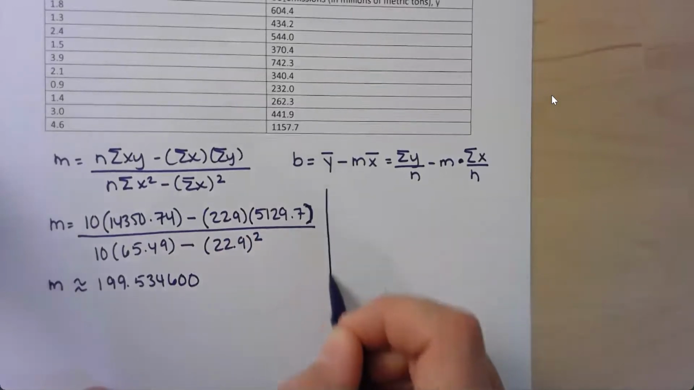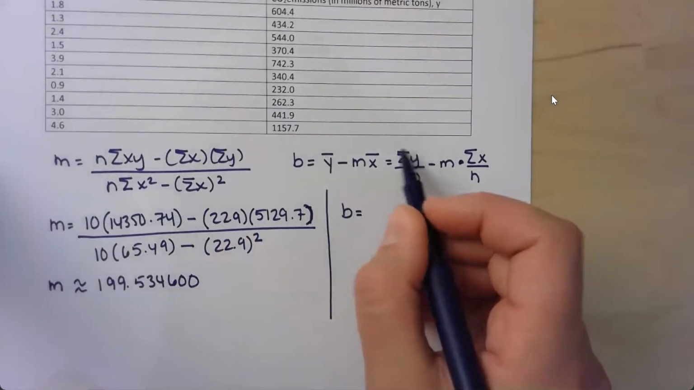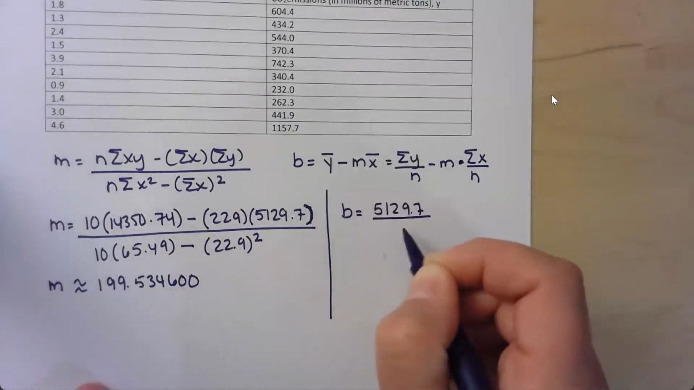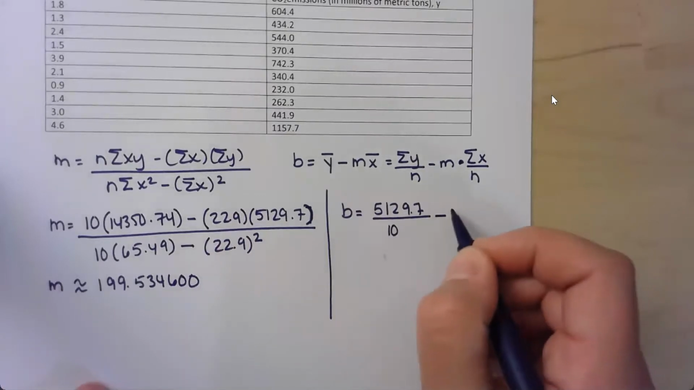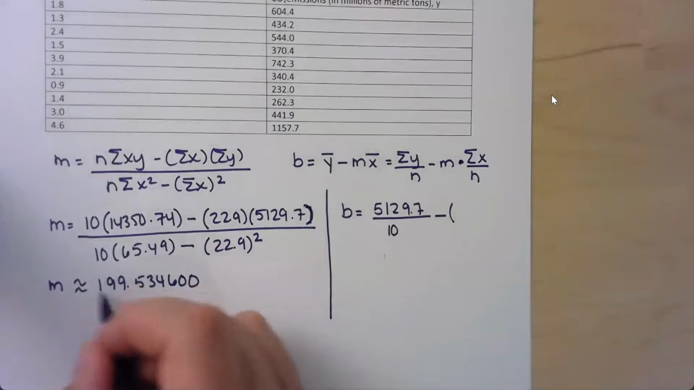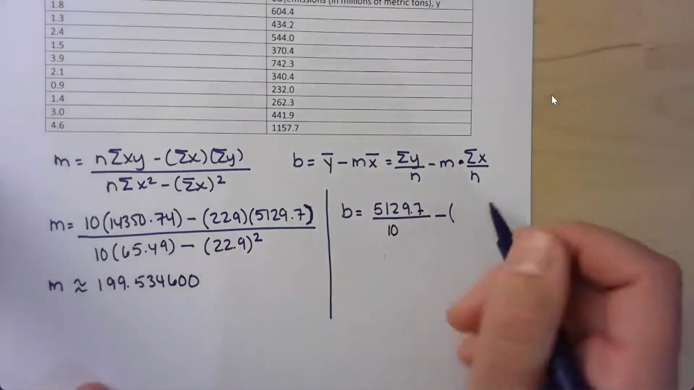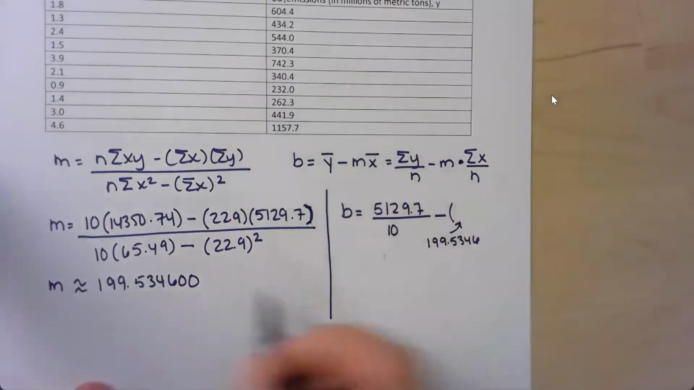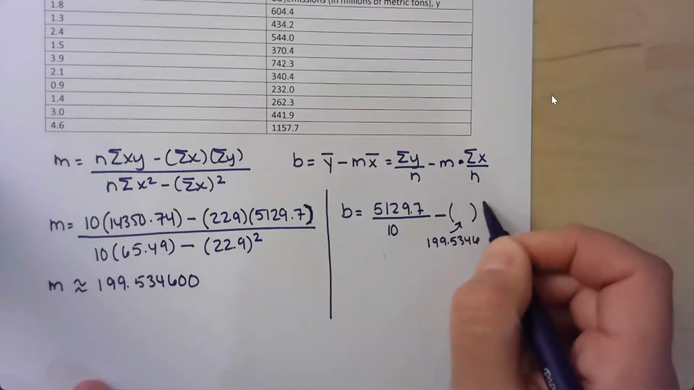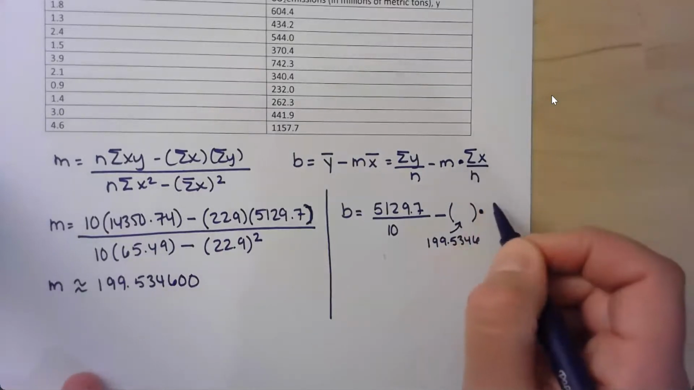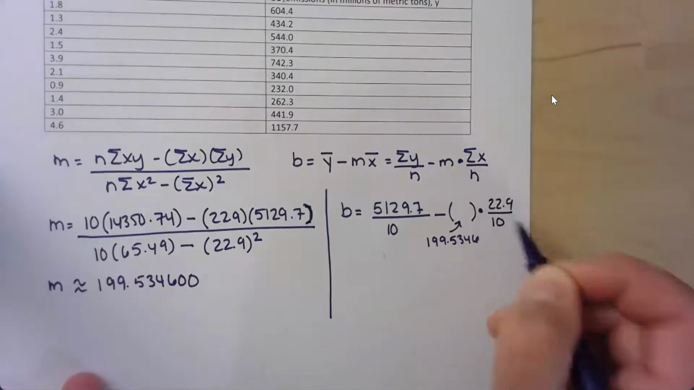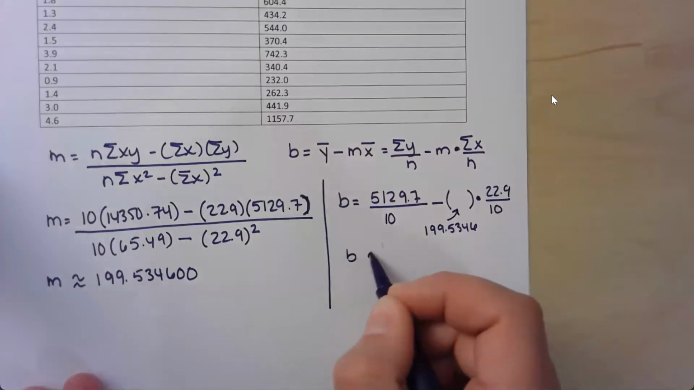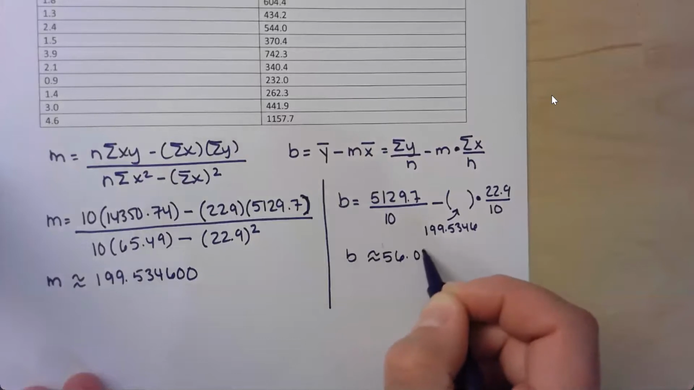Now for your b, we have the sum of the y's, which was 5,129.7, and I have 10 data points, minus. Now for your m, you want to put this whole value in there. So I'm going to run out of room here, but you want to use as many decimal points as you can. I don't really need the 2 zeros there, so I'm going to multiply that, and then I have that times my sum of my x's, which is 22.9 over 10. So we get about 56.036.